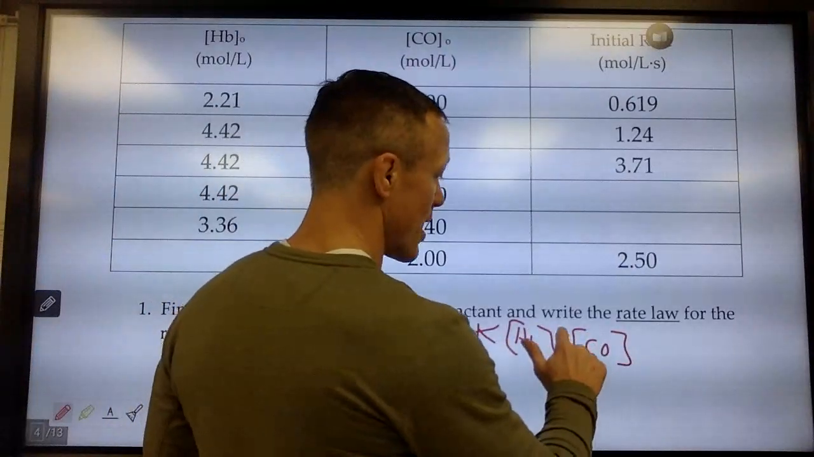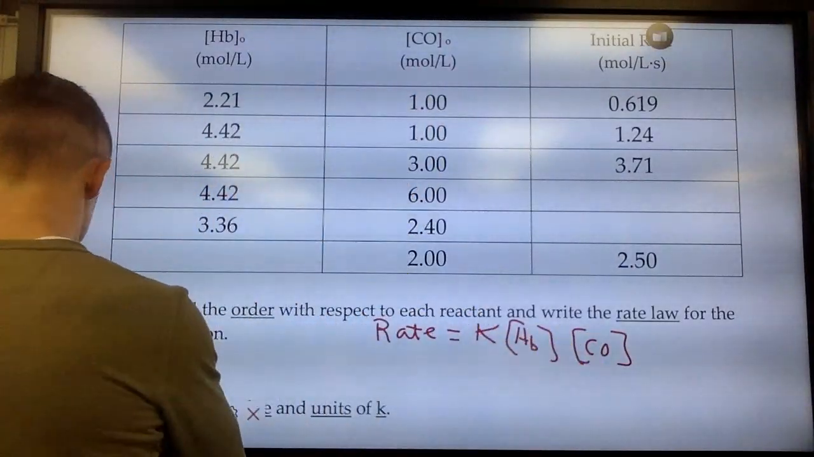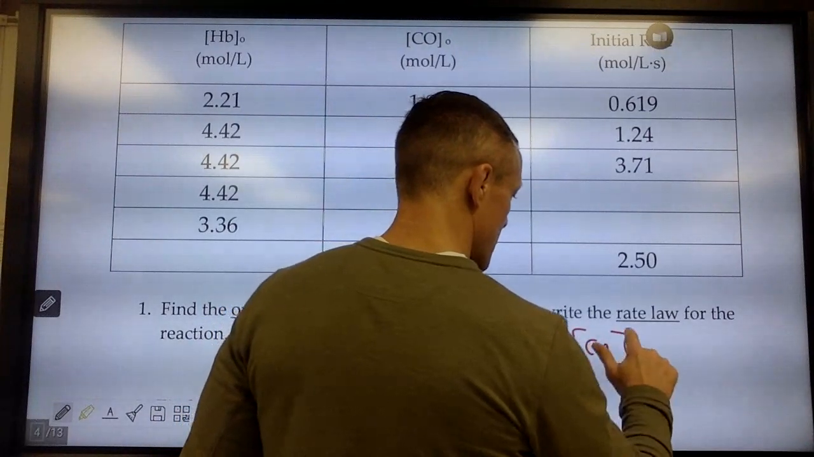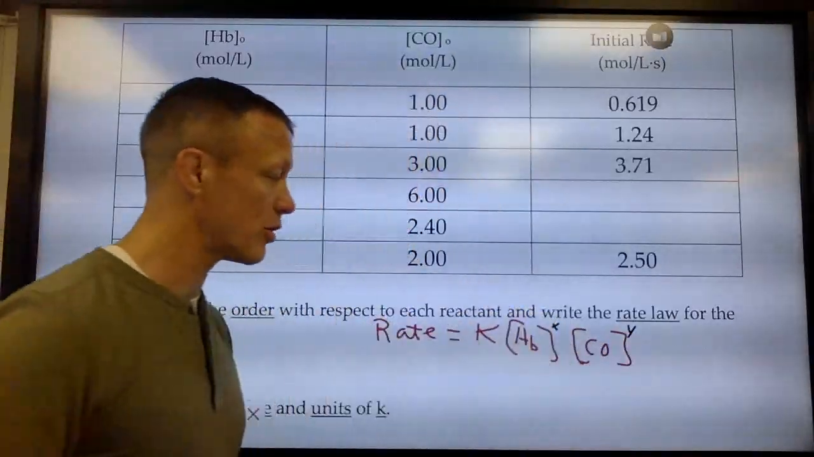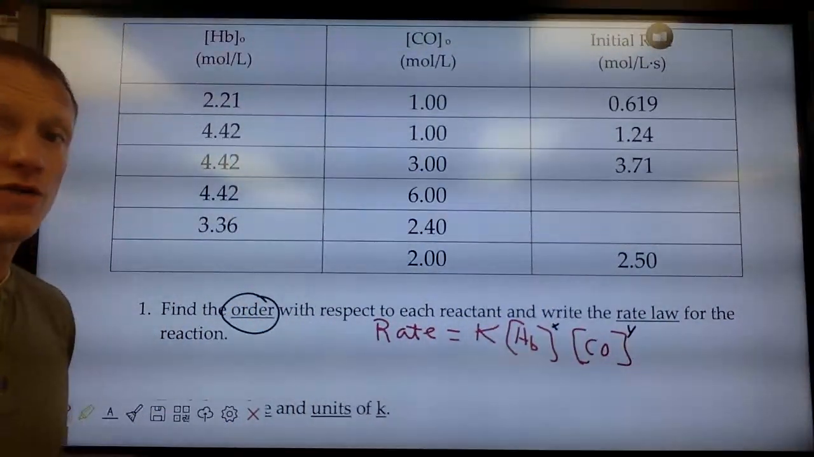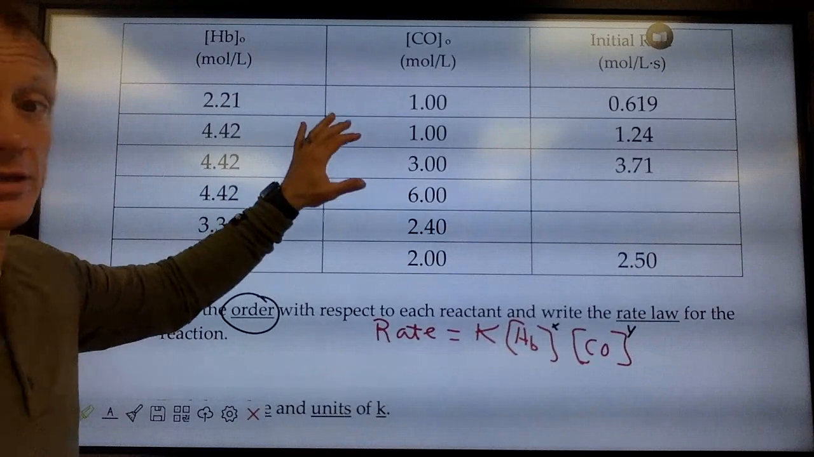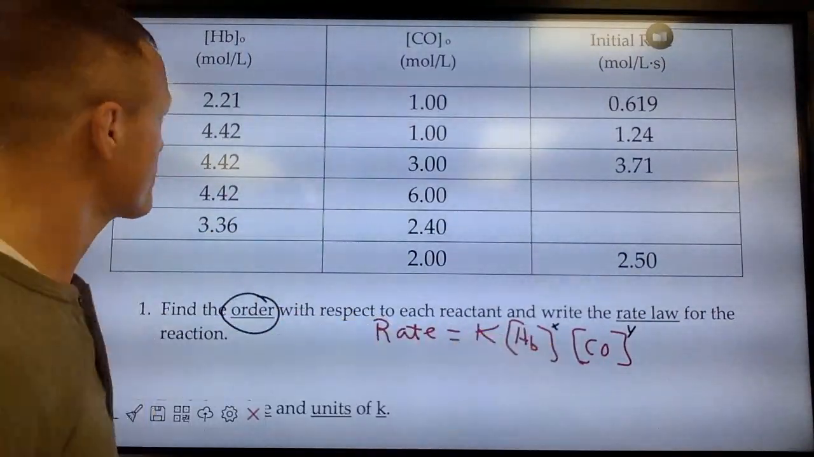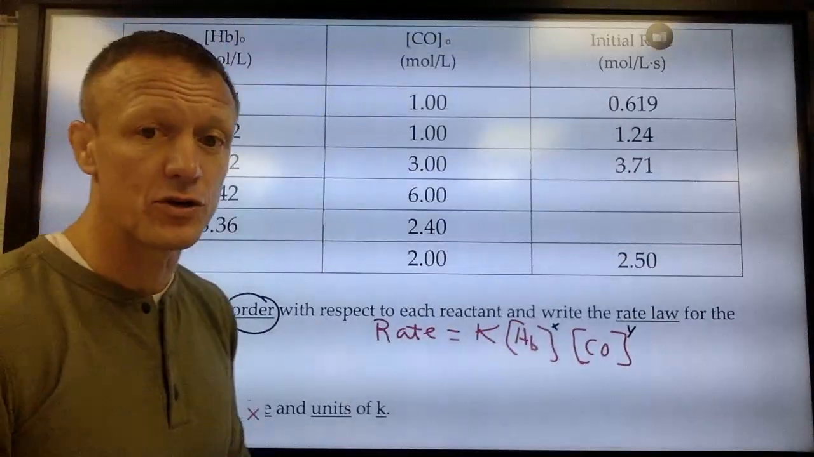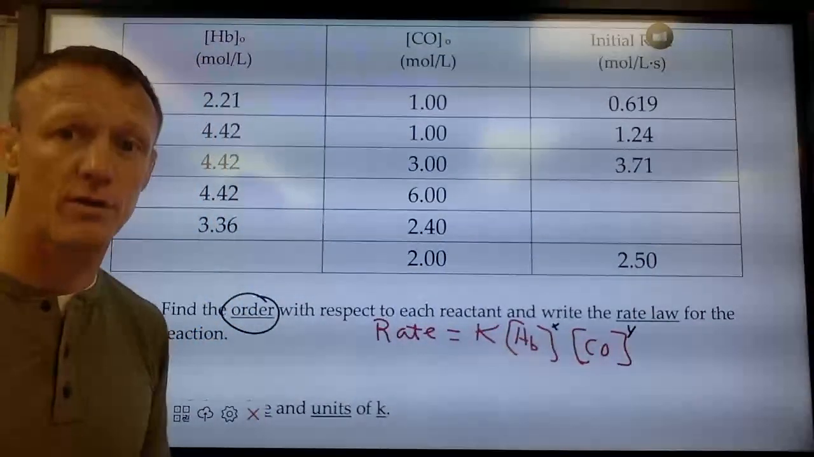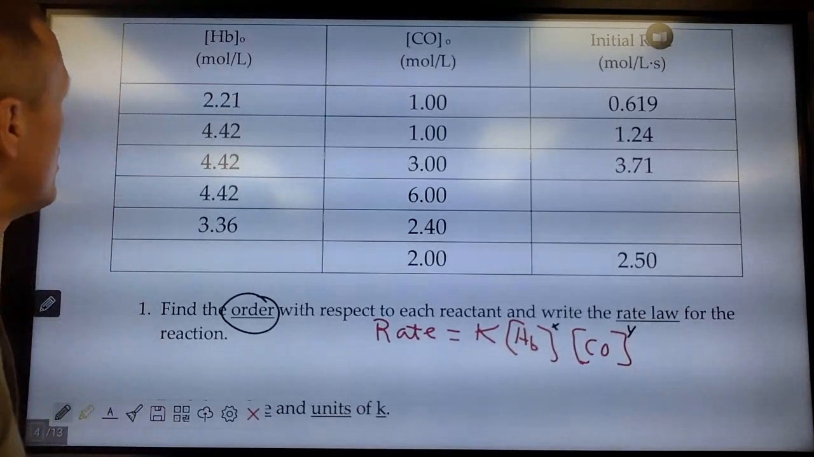Now these are going to be raised to a power. We put an x and a y. Those are raised to a power, and that is called the order for each one. You find that order by having some experimental data like this. So let's find the order for each of these. The order has nothing to do with the coefficients in the balanced equation. The order has nothing to do with the coefficients in the balanced equation.